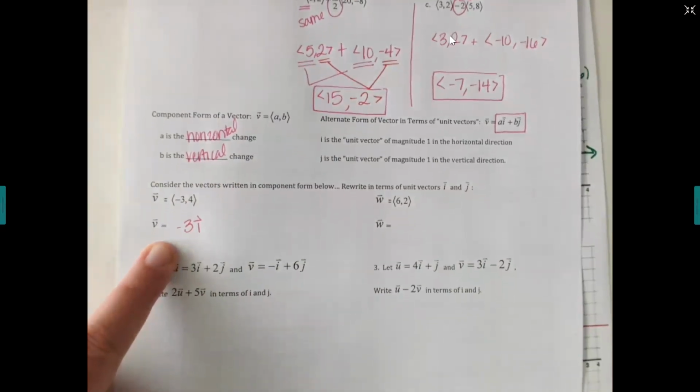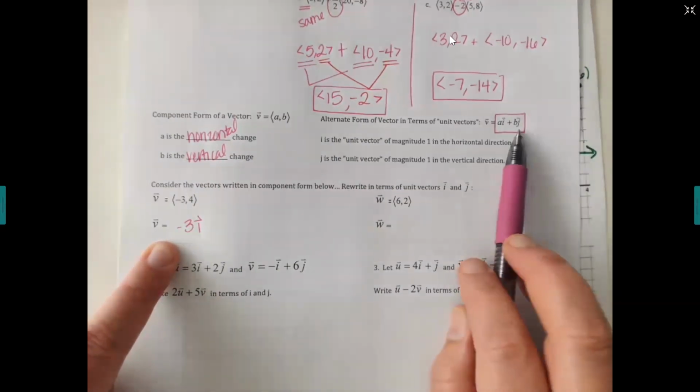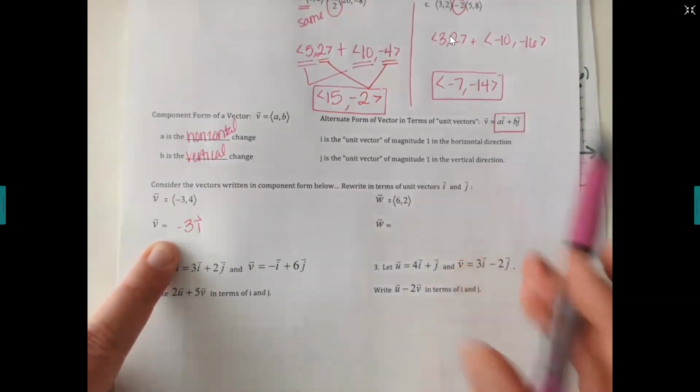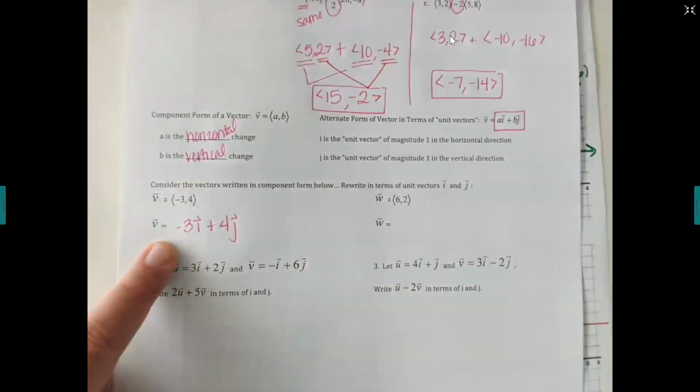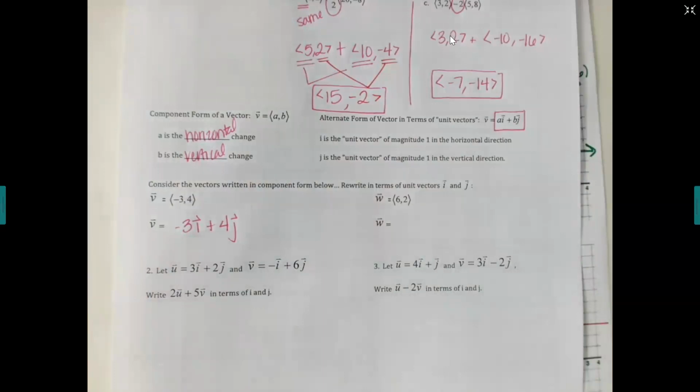And then what's my vertical change number? And what does the B get? A vector J, so it would be plus 4J. Now, if the 4 happened to be negative, instead of an add 4J, you'd put a minus 4J. But other than that, it's pretty much the same.